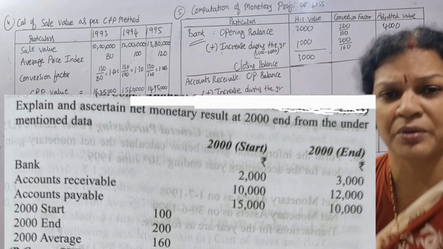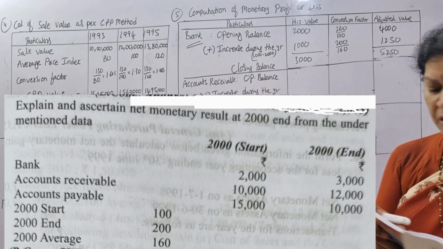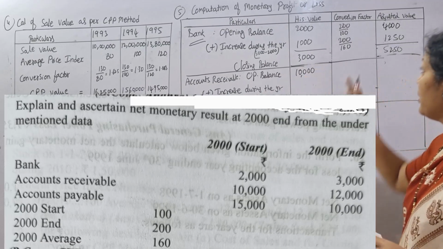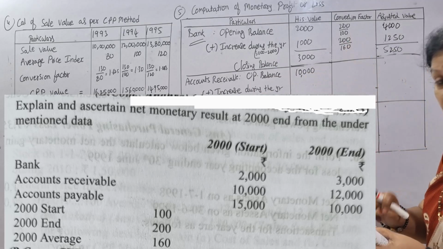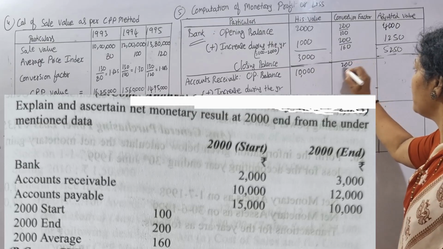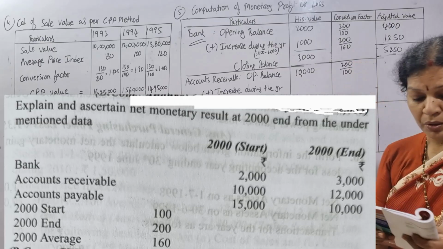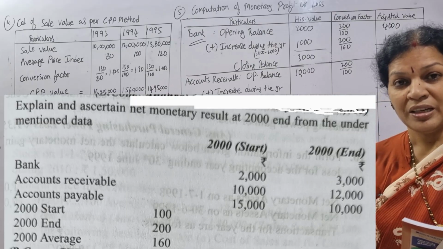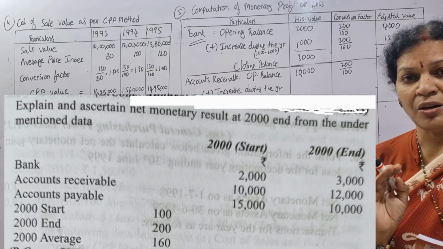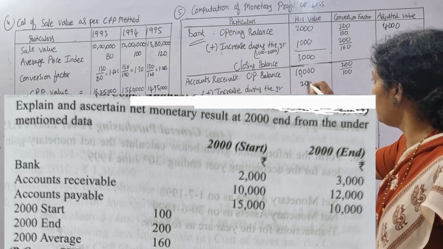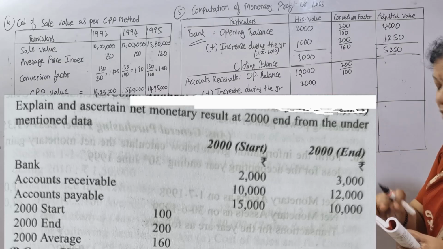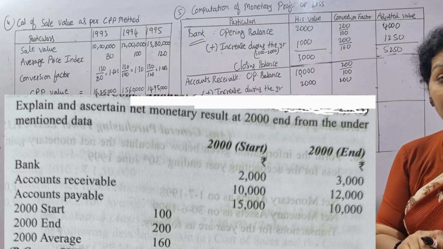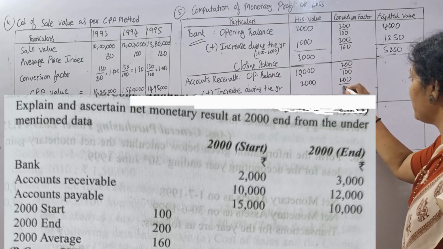3 more items are given. Accounts receivable is 10,000. Historical value is 10,000, and its conversion factor is the same, 200 by 100. Now coming to accounts receivable, 10,000 to how much is it increasing? To 12,000. 10,000 to 12,000 means an increase of 2,000. So we will write 2,000. Its factor is the same 200, but for increase or decrease, we'll take the average 160, so 200 divided by 160.